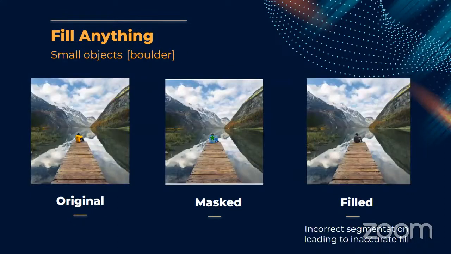Next, for the fill anything task, we tried to change this guy in the lake to be a boulder, but the task failed in this case. It only changed the guy's jacket color, but we were not able to replace him with the boulder.